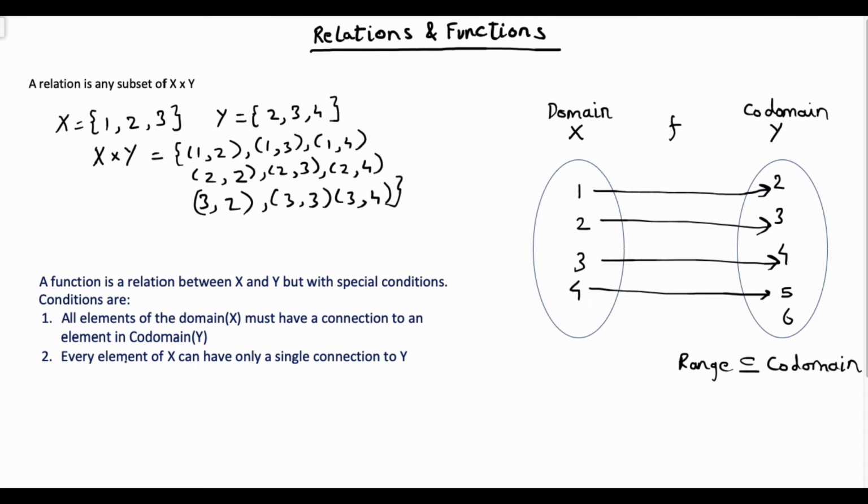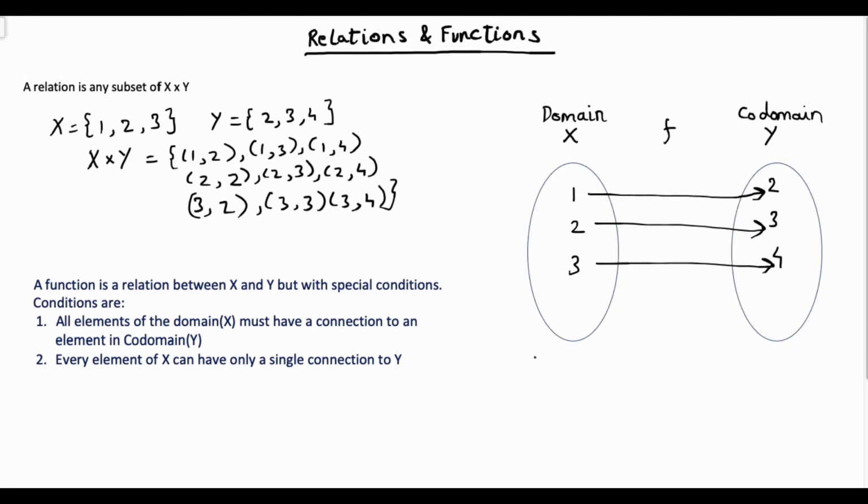The second condition was every element of X can have only a single connection. If 1 is mapped to 2, it cannot be mapped to any other element of the codomain Y at the same time. This case is not possible as 1 is mapped to 2 and 3. Similarly, 3 cannot be mapped to 2 and 4 at the same time. Now, I hope that you have understood what a function is.